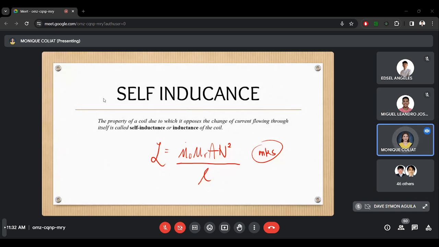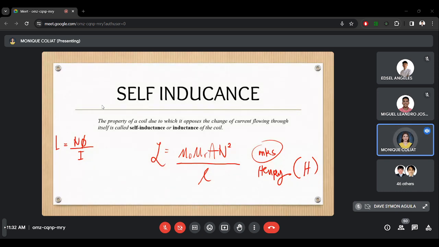To get that self-inductance, we can use this formula: L equals mu o mu r A N squared over l. The unit of inductance is Henry, or capital letter H. We also have this formula, L equals N times flux over I, where N is the number of turns, and this is flux.